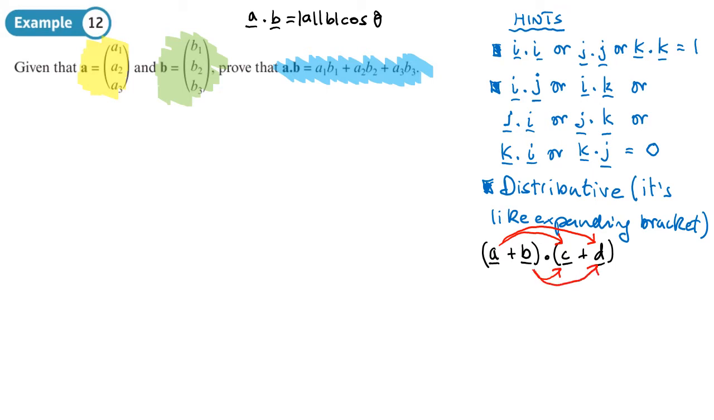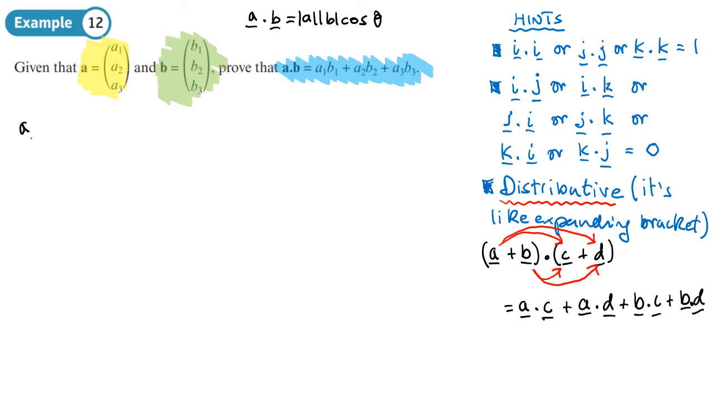So what would happen is this would become A dot C, just like expanding brackets, plus A dot D plus B dot C plus B dot D. So when something is distributive, we can treat it like expanding brackets. Right, now armed with all of that information, let's go through this.